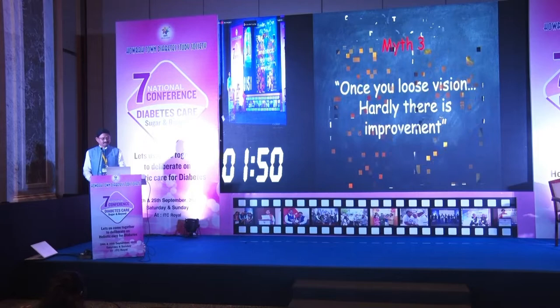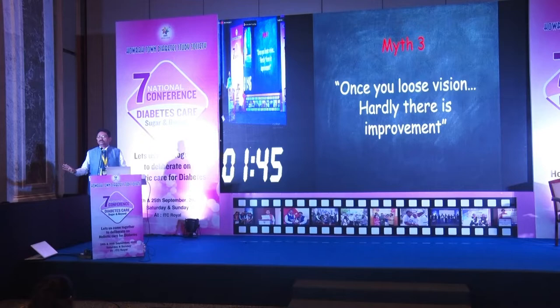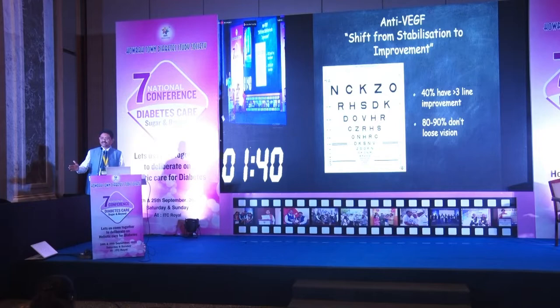Myth number three: once you lose vision, hardly is there an improvement. No. With this I would like to conclude that yes, 40% of patients, if you treat them properly, have more than a 3-line improvement of vision. 3-line means, in the ETDRS chart, a 3-line improvement of vision, which is a 15-letter gain, which is significant. So for example, if the patient is here at that point of time, they improve up to this line, which is a significant improvement. 40 to 50% of patients can gain vision.